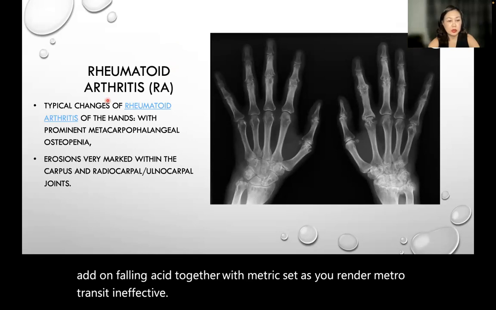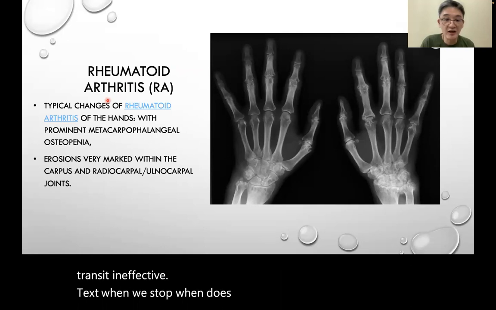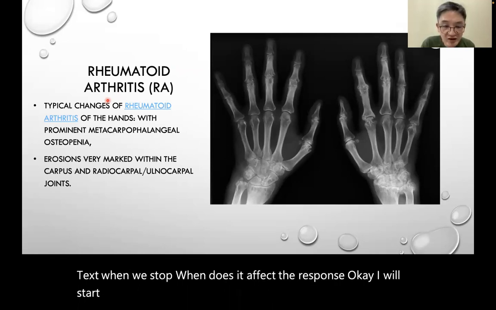Oh, interesting. When we stop, does it affect the response? Okay, when we start after, when we stop.